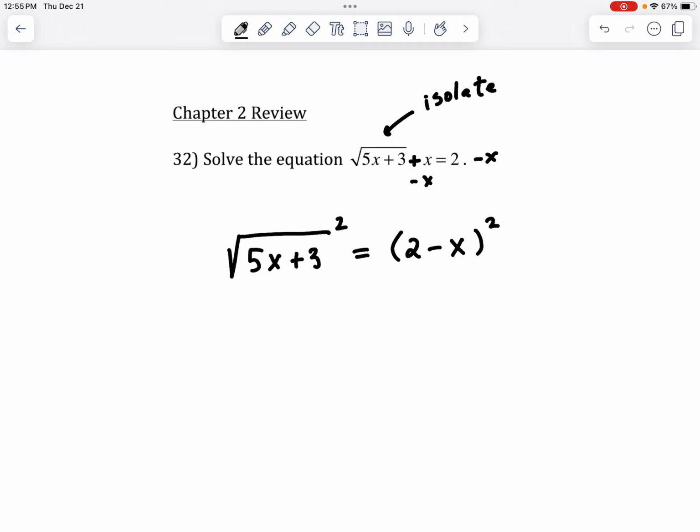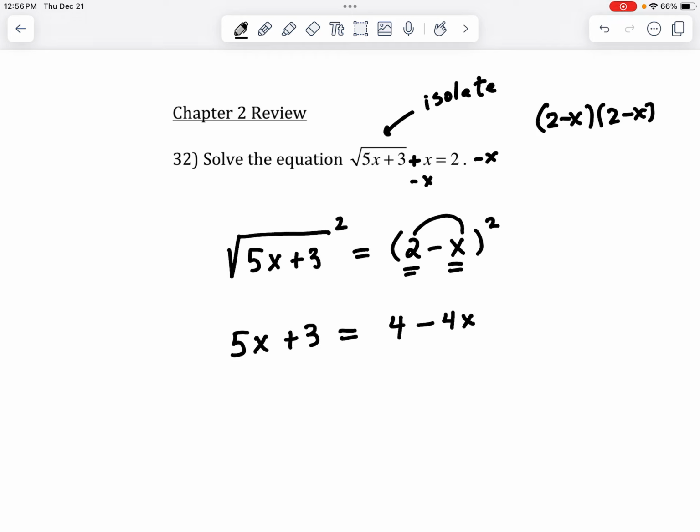So on the left side, that's easy enough. The square and square root cancel each other out, so we get 5x plus 3 equals, and then on the right side, you could go 2 minus x times 2 minus x and use FOIL or the distributive property. You can also use the shortcut where you square the first thing, so 2 squared is 4. You then multiply these two things, which is negative 2x, and then you double that, so that'll be negative 4x. And then you square the negative x, which is going to be a positive x squared.